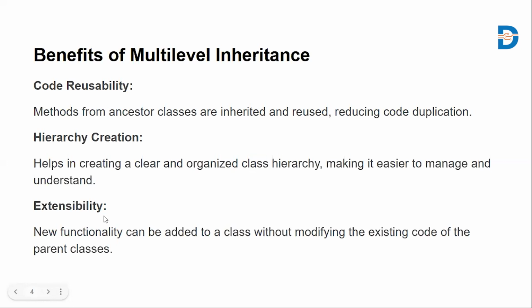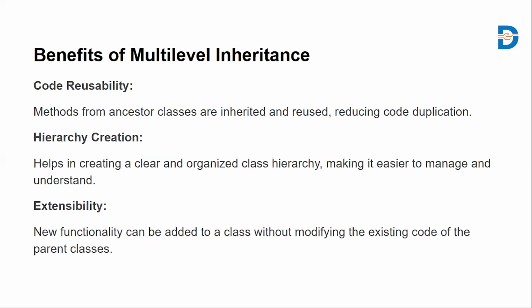So now let's discuss the benefits of using multi-level inheritance in Python. The first one is code reusability. One of the key benefits of inheritance, including multi-level inheritance, is code reusability. In our example, the Puppy class does not need to re-implement the speak or bark methods because it inherits them from the Animal and Dog classes respectively. This reduces code duplication.